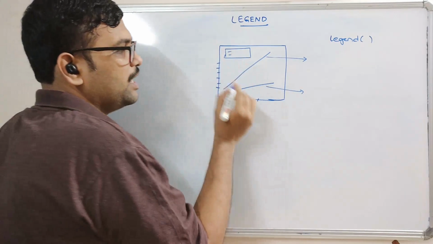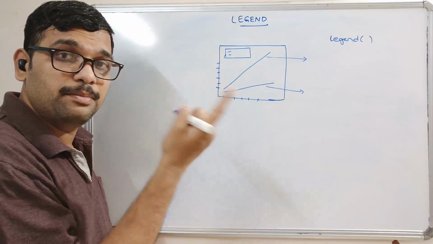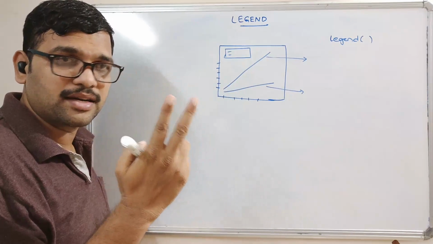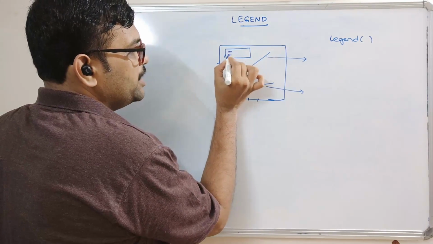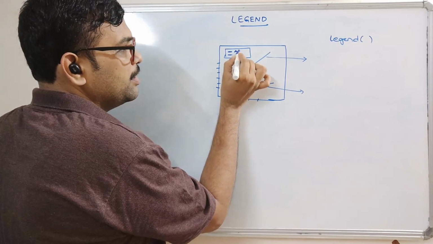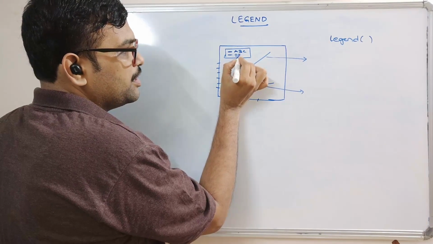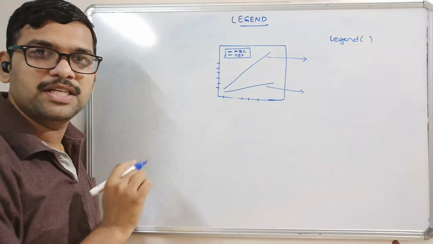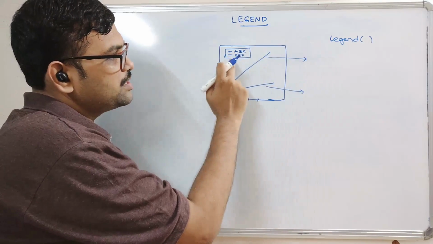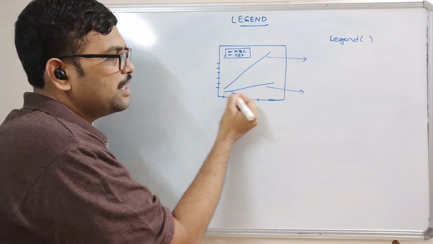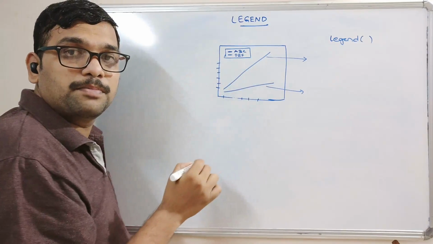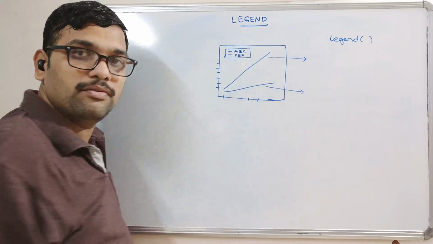It will give the functionality and the colors. The color of the lines will be different if you plot two lines. So the color of the line will be displayed, and here we'll get the functionality. That means by watching this legend box, we can know that this line is the functionality of that particular thing, and this line is for the functionality of the other particular thing.